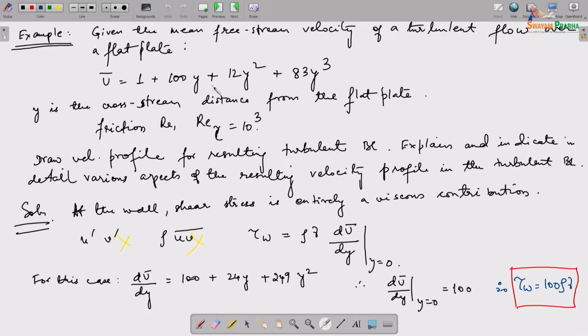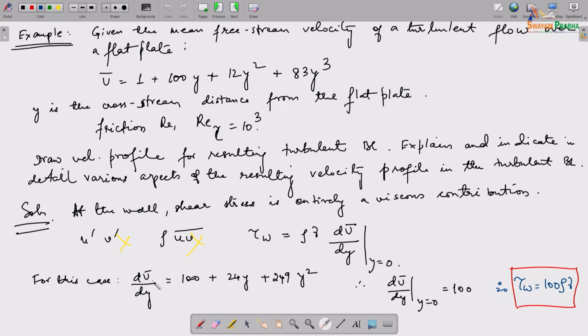Hi, welcome back. So, we were doing this example, we started doing this example where the mean free stream velocity of a turbulent flow over a flat plate is given to us, right? The friction Re is 1000. So, we were trying to see the velocity profile for the resultant turbulent boundary layer, right? And we really need to study that, okay?